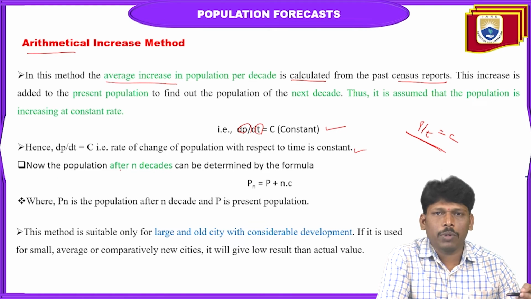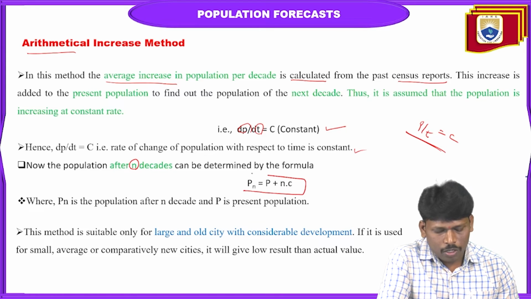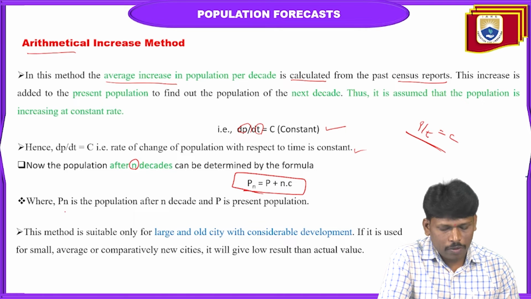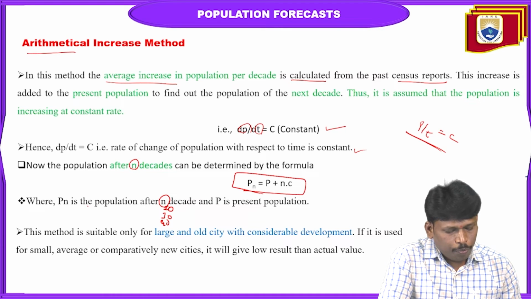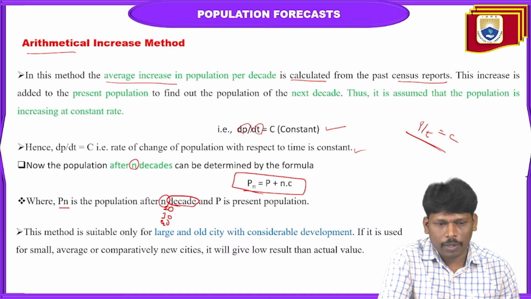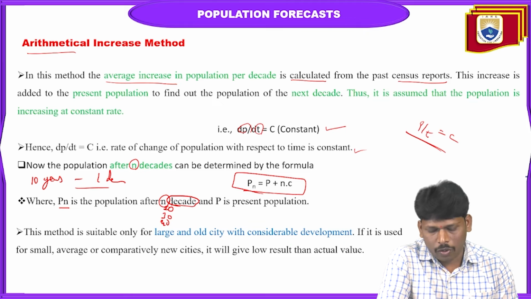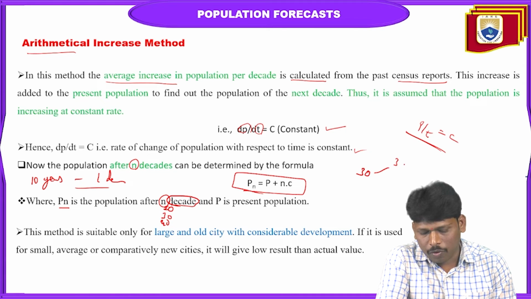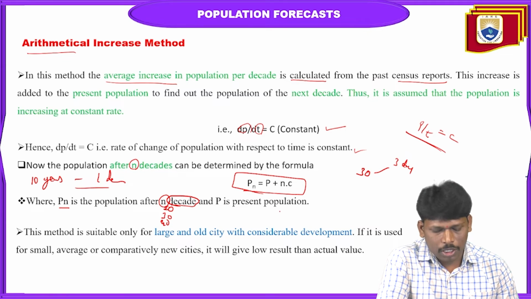Now, if you want to calculate the population for n decades, where n is the number of decades, this is the formula we will use, where P suffix n is the population after n decades, whichever you want to calculate. For example, after 20 years, 30 years, 40 years, n changes according to the year. Here we stress the point decade: 10 years equals 1 decade. Suppose you want to estimate the population for the next 30 years, it becomes 3 decades from the current year. P is the present population, which we get from the census data.